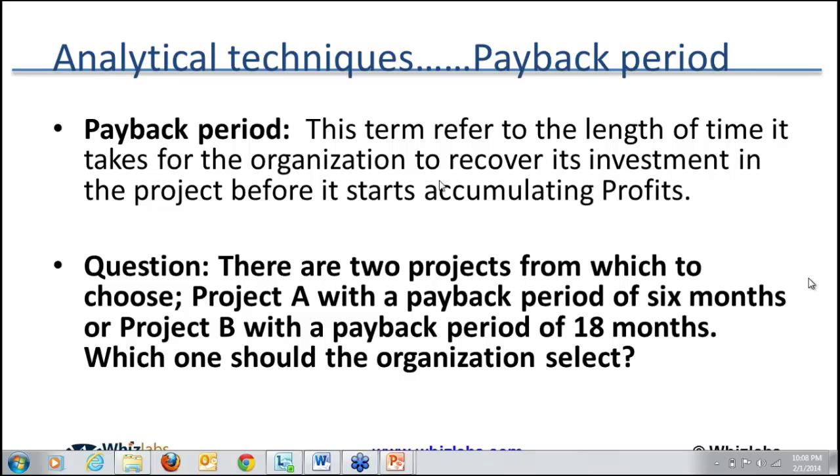Okay, so let me put a question to you. There are two projects from which the organization has to choose: project A with a payback period of 6 months, or project B with a payback period of 18 months. Which one is the better option, 6 months or 18 months? Anybody? If you're getting the returns in 18 months, or in 6 months, which project should you choose, project A or project B?